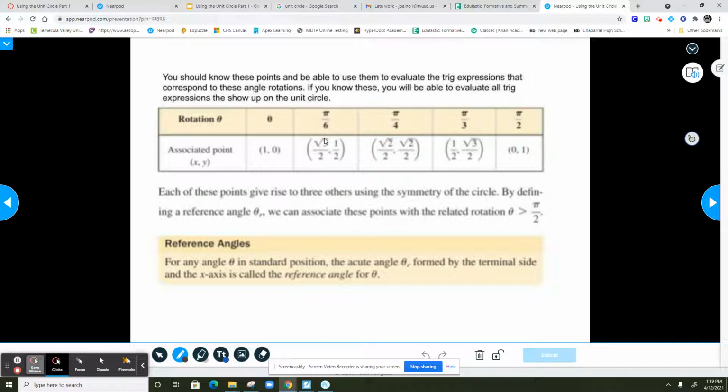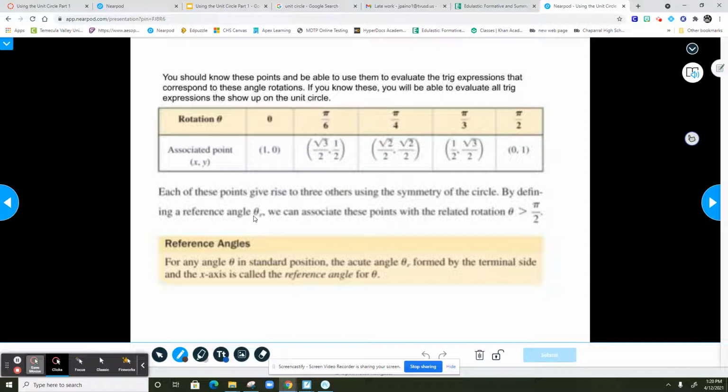You should know these points. You should be able to create the first quadrant of the unit circle using your knowledge of 30-60-90 triangles and 45-45-90 triangles, and get these points. If you can remember them off the top of your head by memorizing the unit circle, even better. But you should be able to always create that first quadrant. Now, that's important because every other angle on the unit circle relates back to these angles. We call these angles the reference angles. So 0, pi over 6, pi over 4, pi over 3, and pi over 2 are all considered reference angles.